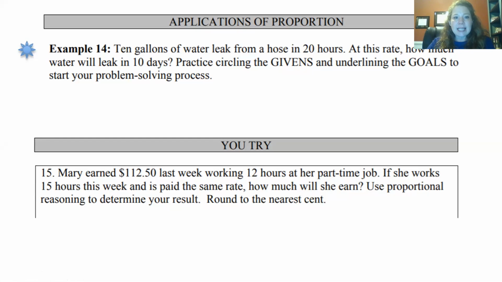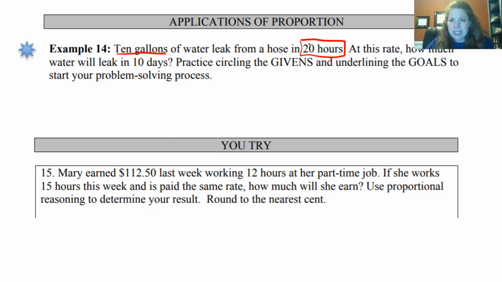It says 10 gallons of water leaked from a hose in 20 hours. At this rate, how much water will leak in 10 days? Practice circling the givens and underlining the goals to start your problem solving process. All right, so what's our given? So we have 10 gallons in 20 hours.